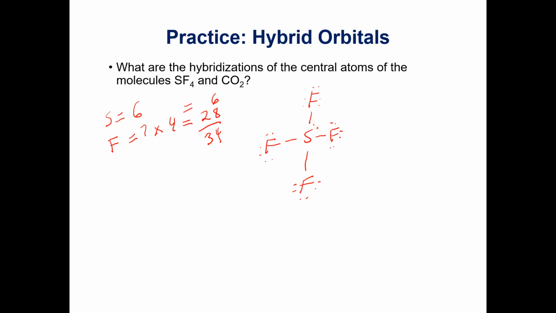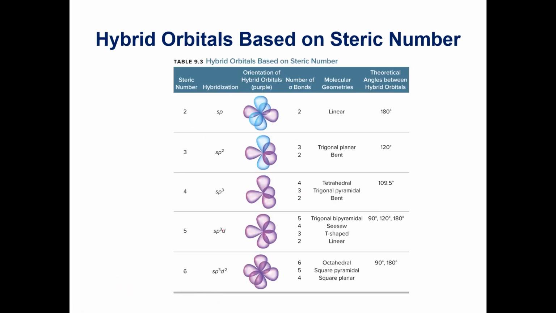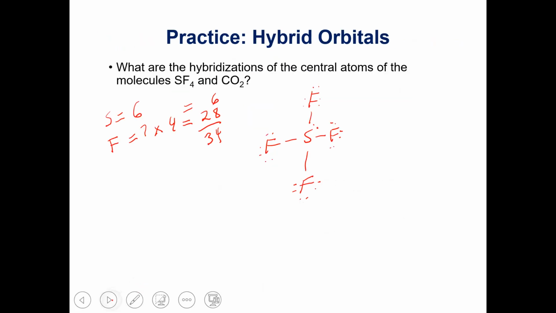So if we put our 2 electrons on sulfur, that gives us a total of 34. So now we have 4 things bonded to sulfur, plus 1 lone pair on sulfur, which is a steric number of 5. So if we go back to our table, a steric number of 5 gives us a hybridization of sp3d, which means that we also mix a d orbital into this hybridization. So we have one s orbital, 3 p orbitals, and a d orbital that are mixed into this hybridization.